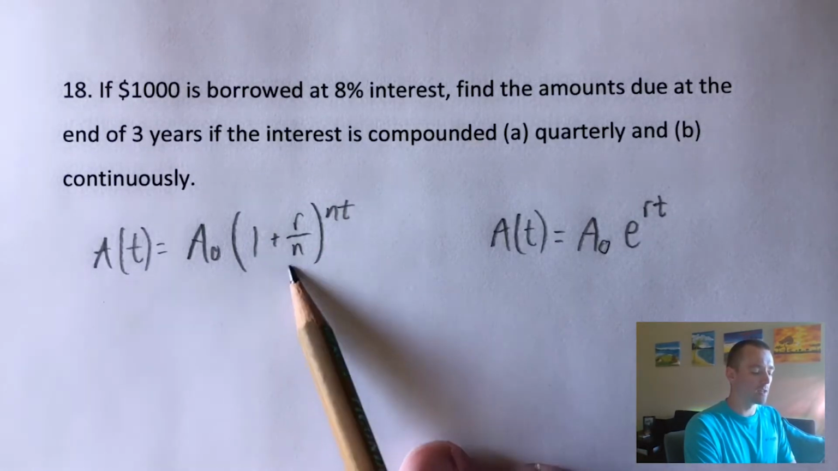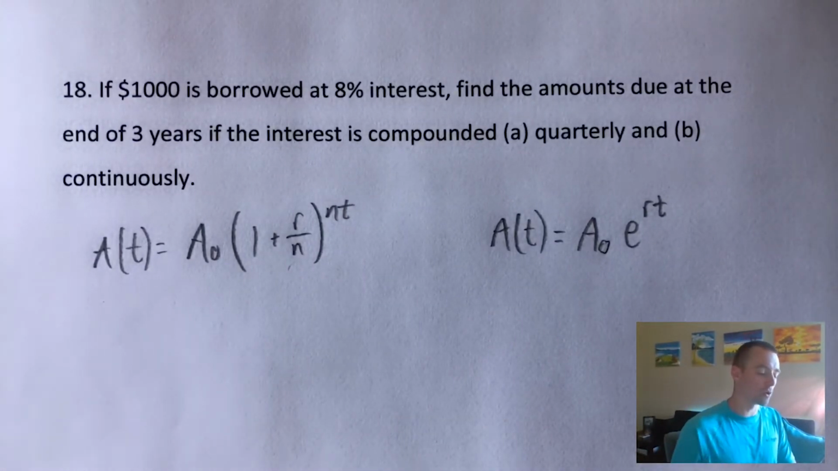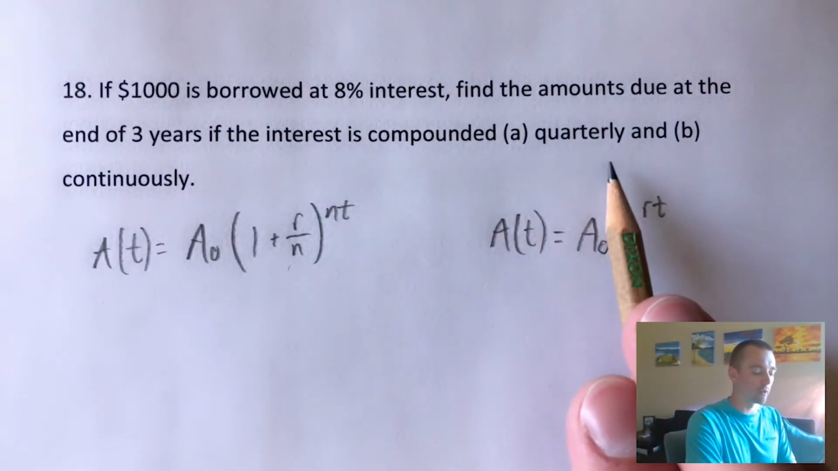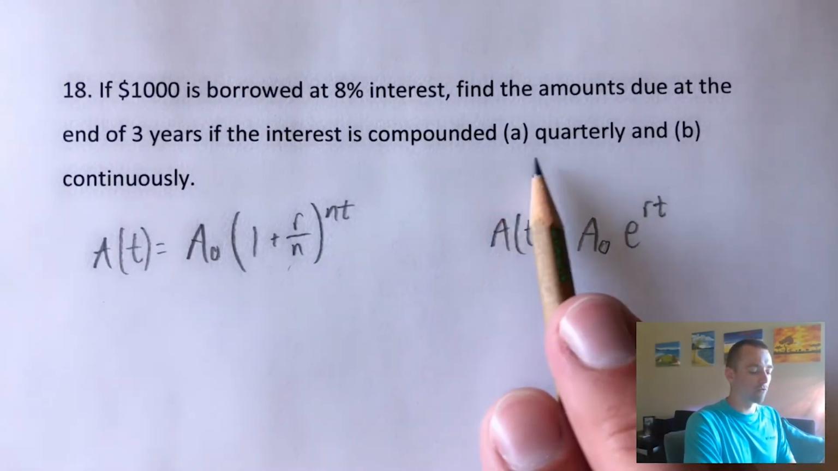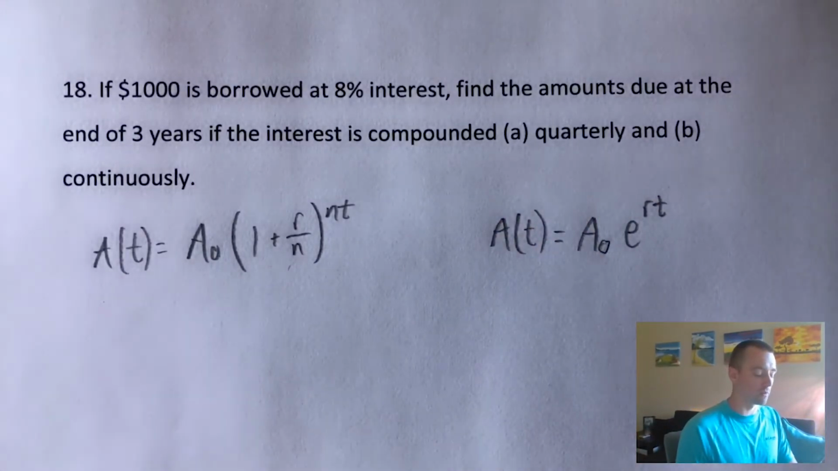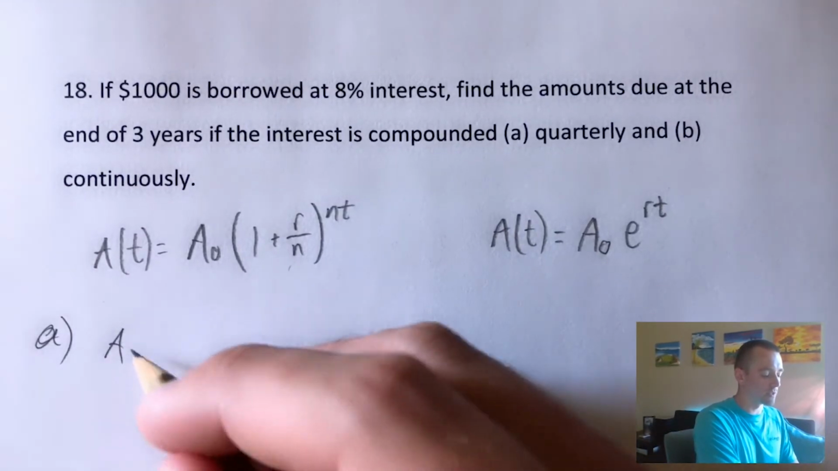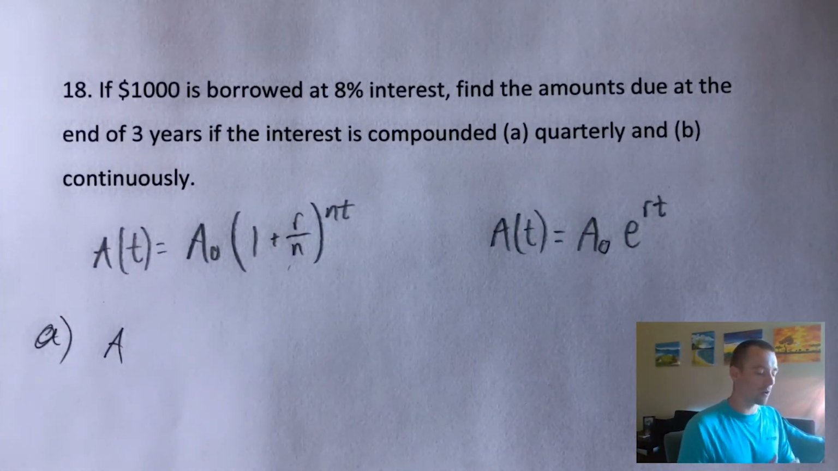And then N in this formula is the number of times per year that your interest is being compounded. So in part A here, we're going to do quarterly. If it's compounded 4 times per year, that's what quarterly means, each quarter of a year, our N is going to be 4. So basically, to figure out part A here, all we really have to do is plug in all those pieces I just mentioned to figure out the balance of the loan after 3 years.